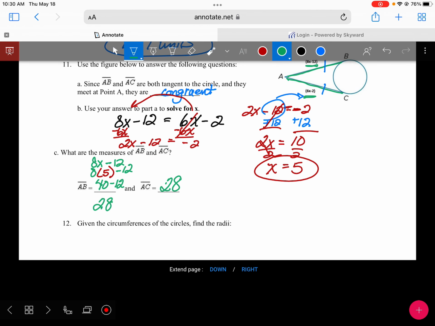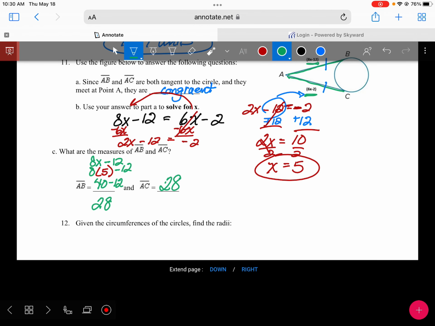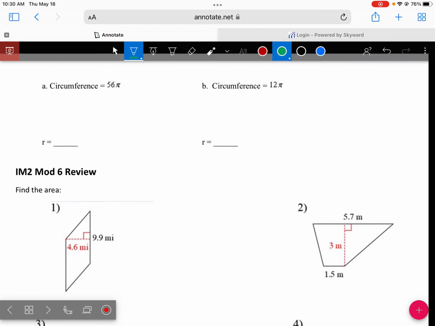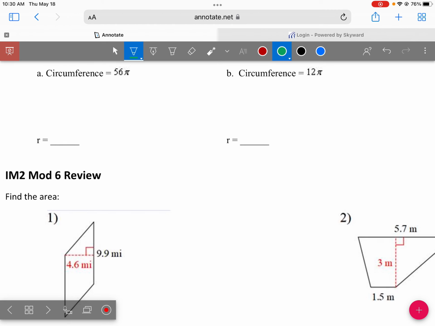Given the circumference of the circles, find the radii. Since we have to find the radius, am I going to use 2 pi r, or am I going to use pi times diameter? The first one, if you're looking for the r. This has the r. Circumference is 2 pi r. Start with that.